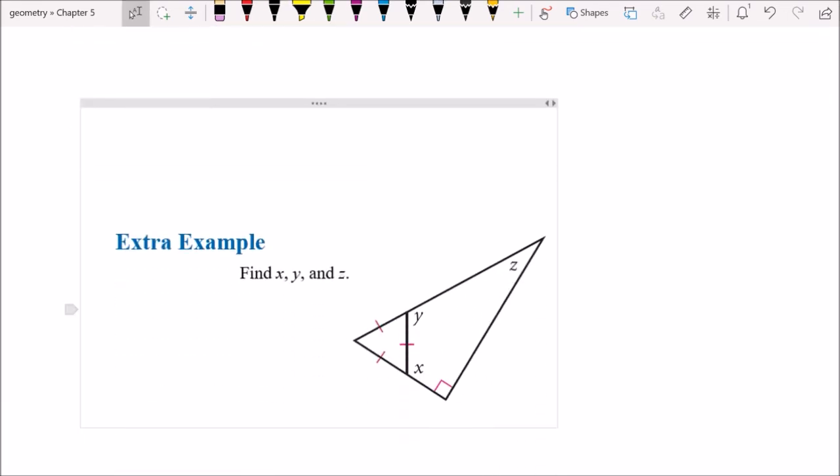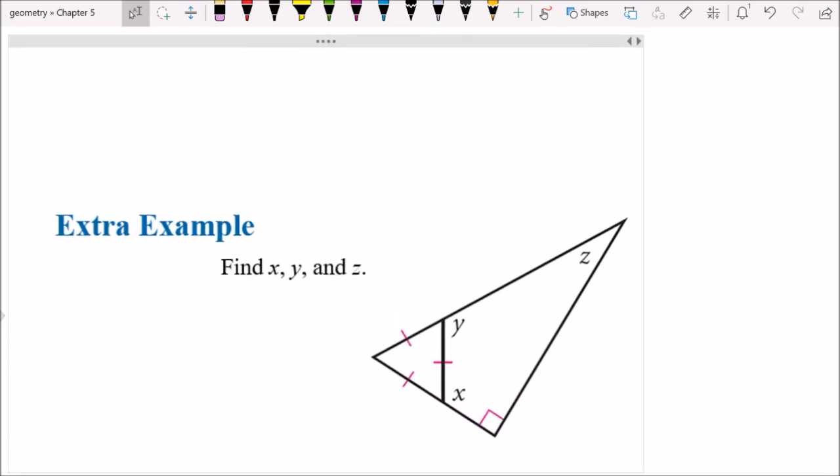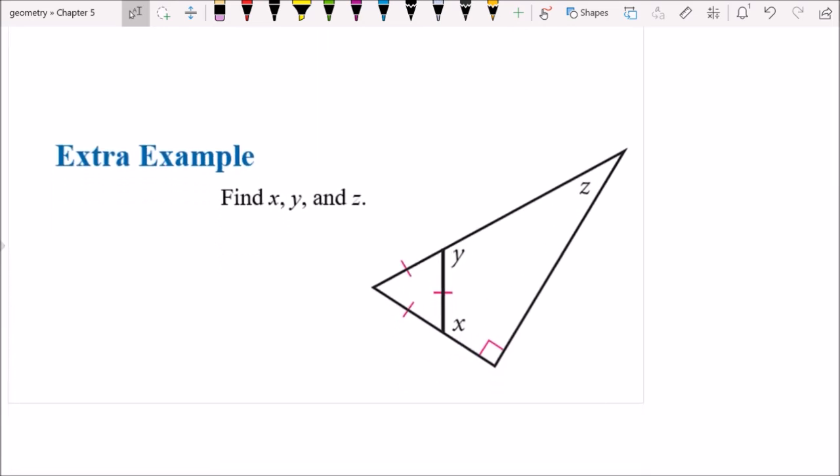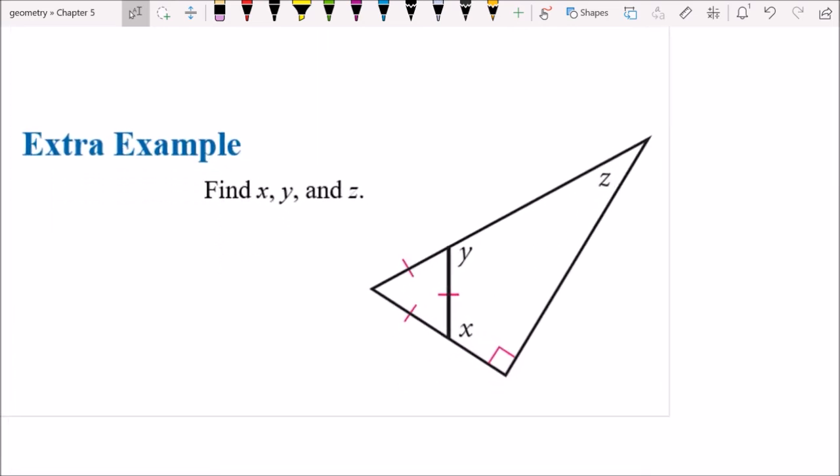Let's do some examples. Okay, here's the first one. I want to encourage you to actually stop here, draw the picture, and try it. So pause the video, give that a shot, and hit play when you'd like to see how you did.